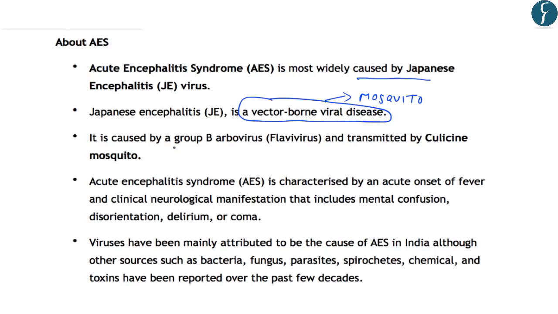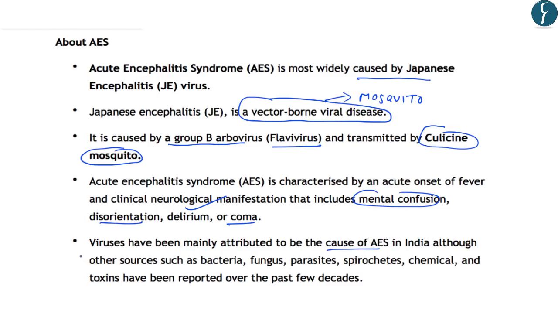Further, it is caused by a group B arbovirus, which is known as the flavivirus, and is transmitted by the culicine mosquito. So this is an important fact which should be kept in mind. Now the acute encephalitis syndrome is characterized by an acute onset of fever and clinical neurological manifestations that include mental confusion, disorientation and coma. However, a unique thing that has been observed in India is that viruses have mainly been attributed to the cause of AES.